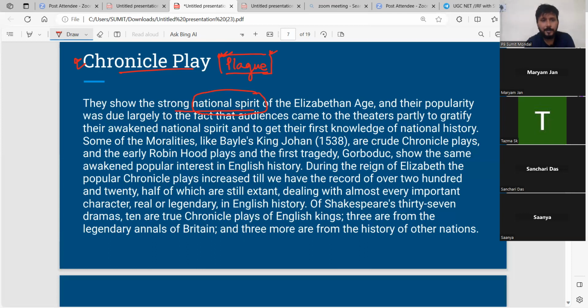And you can see several national histories in the chronicle plays, like King John. It is one of the crude chronicle plays, written in 1538, and it was not the glory of the drama it later became. You can find the Robin Hood plays, and the popular chronicles that used to extrapolate the national history. Of Shakespeare's 37 dramas, there are 10 chronicle plays.